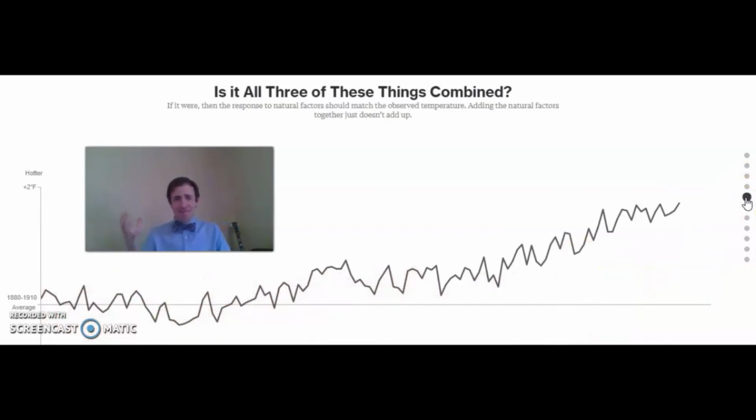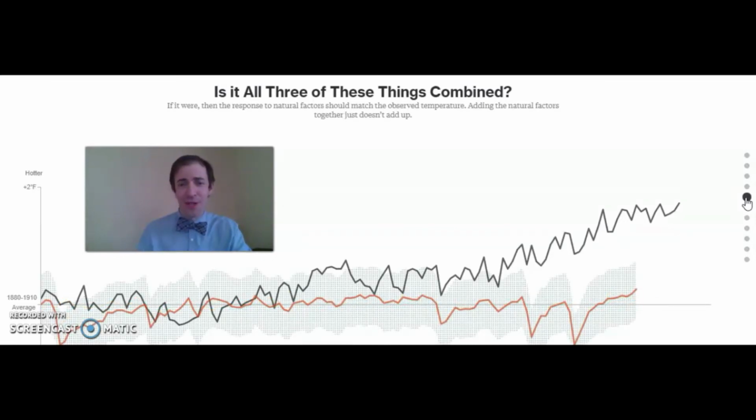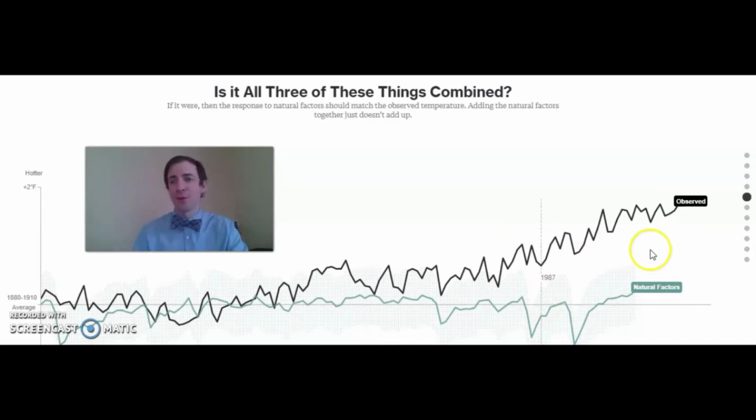So if we take these three natural sources and we combine them together, we just average these three natural sources of change, we see that overall this does not present a strong argument for this temperature change that we are observing coming from natural sources. So let's look at some more man-made factors.